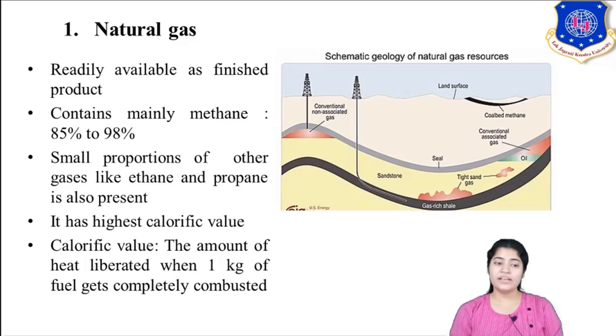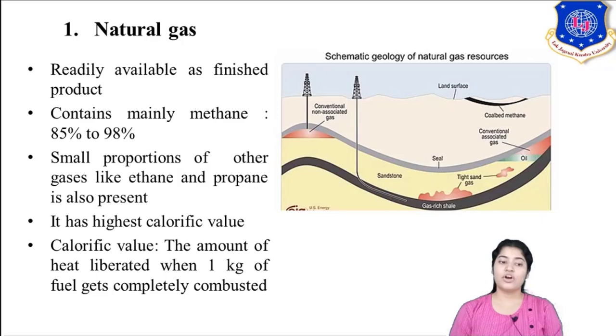Now, why does natural gas have the highest calorific value? See, the composition is mainly methane. Okay, CH4, that is the chemical formula of methane. Okay, when it is subjected to burning, methane will react with oxygen. I am talking about complete combustion, meaning I'm burning it in the presence of excess oxygen. Okay, I'm not limiting the combustion. Not partial combustion, full combustion.